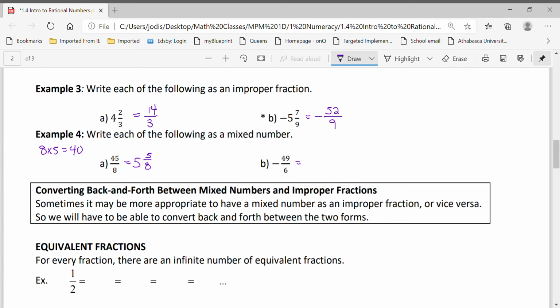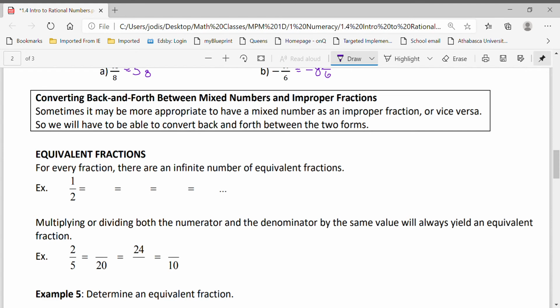We can do this for part B with our negative number. Again, it's going to stay negative, so you can just leave the negative out in front and kind of ignore it. In this one, we want to think of our 6 times tables. So we know 6 times 7 is 42. 6 times 8 is 48. So that's even closer. So that means we're going to have 8 wholes, and we're just 1 shy of 49, so we're going to be left with 1/6.